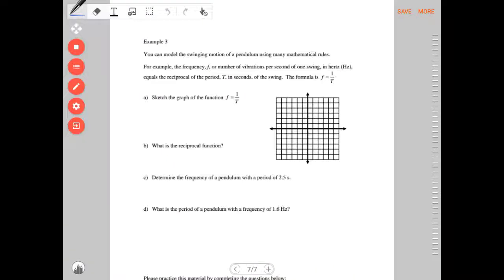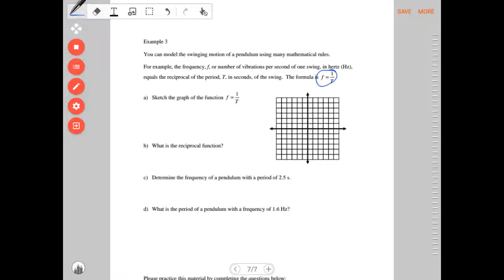Okay, last one. Example 3. You can model the swinging motion of a pendulum using many mathematical rules. For example, the frequency, f, or the number of vibrations per second of one swing, in hertz, equals the reciprocal of the period, t, in seconds of the swing. Wow, that's a mouthful. Basically, the formula for this is frequency is 1 over period.